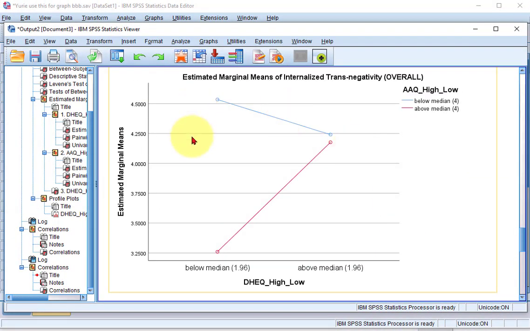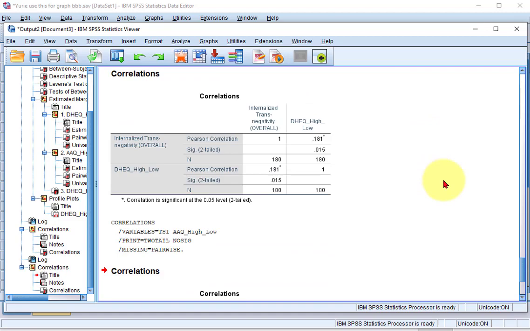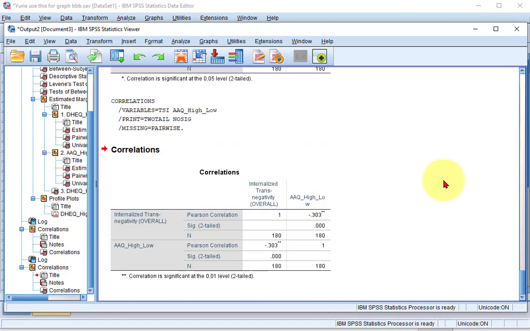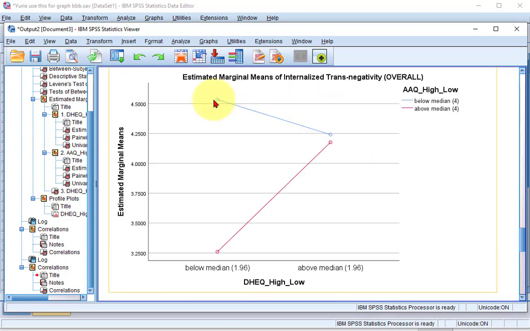Yeah, that's this one. So what that tells me is that as you go from below median for AAQ to above median, you would expect a minus 0.303. Okay, and that too is significant. So that's the first way I figured it out. I'm not sure that's right though. So are these both lines, the slopes here, significant? I'm assuming so.